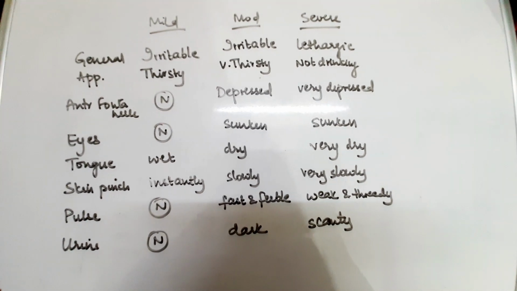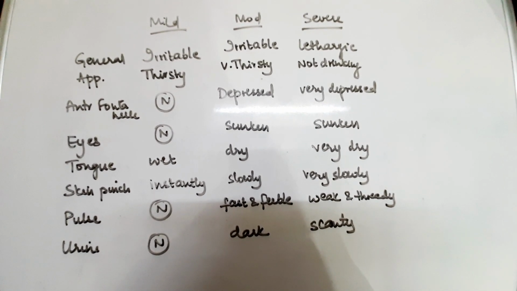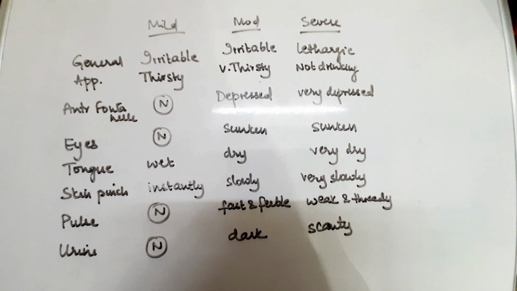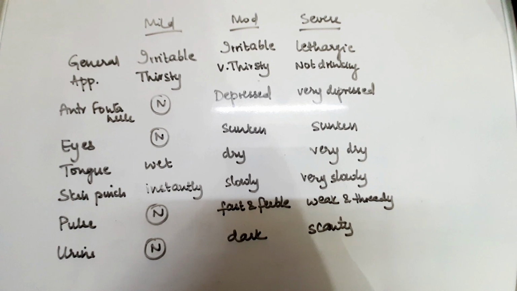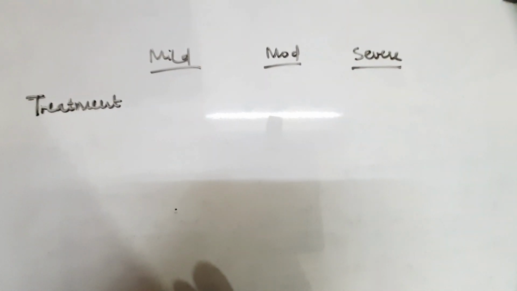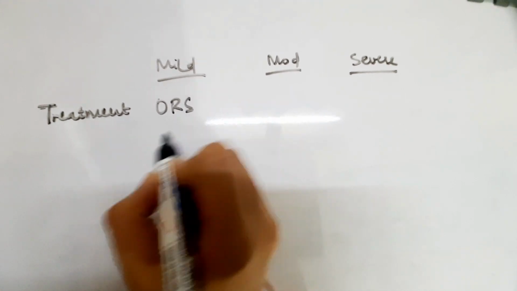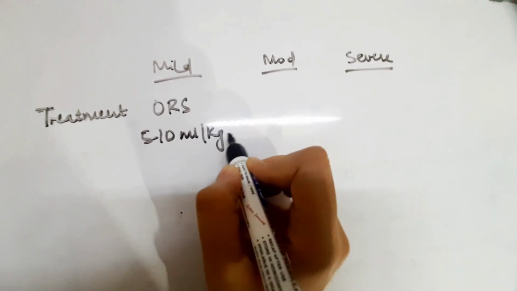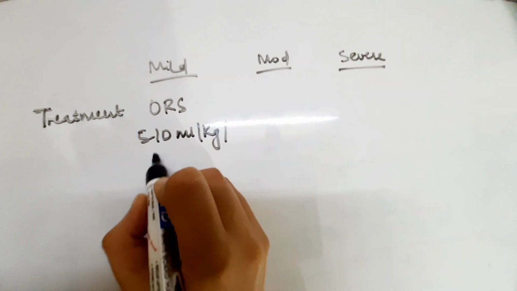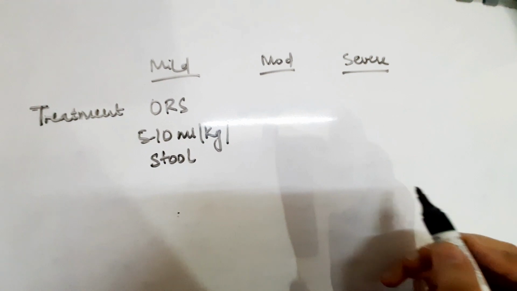The treatment of each of these grades is different. So we have to first assess the grade of dehydration before treating them. Usually, the most common cause of dehydration is diarrhea in children. So, for mild dehydration, ORS is given, and this is given as 5 to 10 ml of ORS per kg body weight of the child for every stool that the child has.